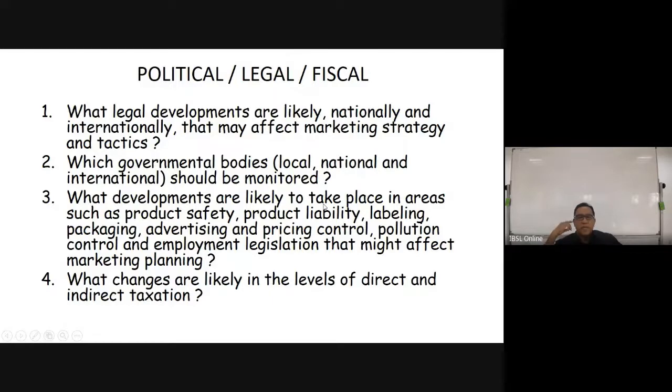What developments are likely to take place in areas such as product safety, product liability, labeling, packaging, advertising, and pricing control, pollution control, and employment legislation that might affect? These are to do with ethical issues, product safety, product liability, labeling. In Sri Lanka, product safety, especially with regard to things that we eat, there are no rules. There are no proper product safety guidelines. What happened in the recent past, we realize there is no proper legislation, no proper laws to protect the consumer.